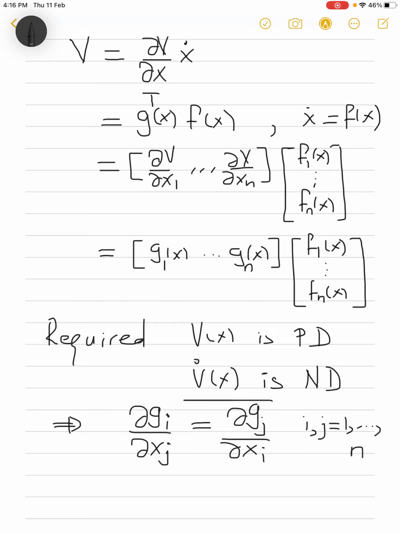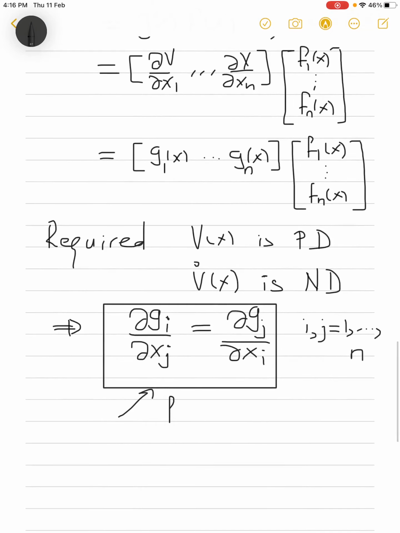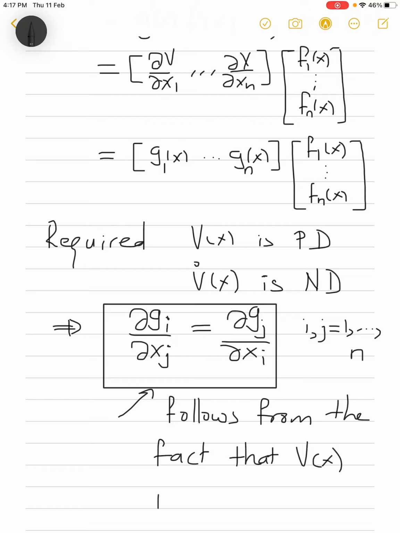So this property follows from the fact that v of x is a scalar function.